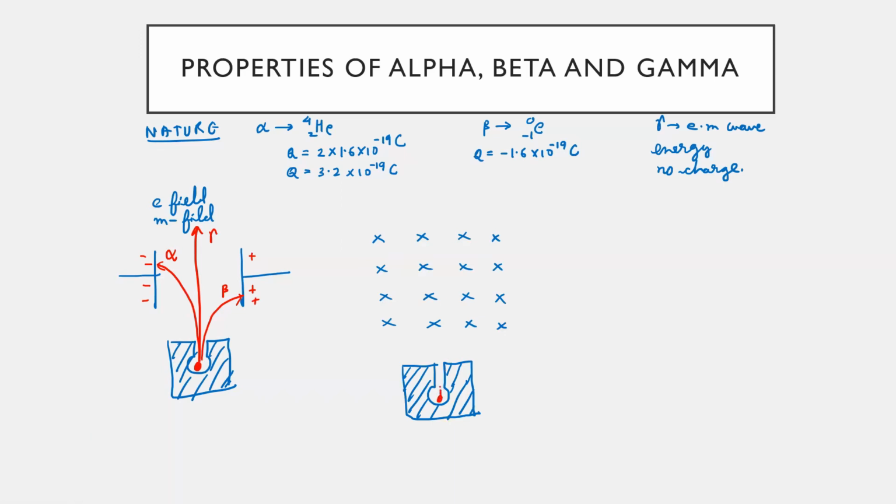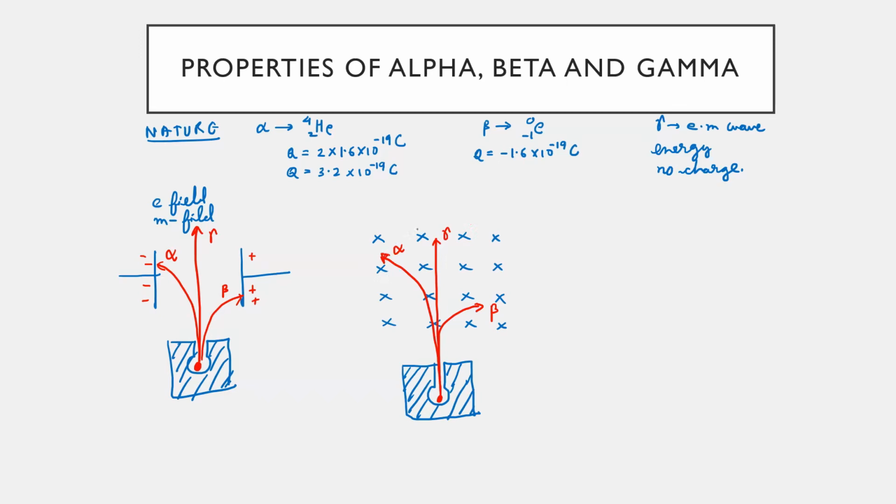Alpha particle will always deflect to the left. So alpha will deflect to the left, beta will deflect to the right, and gamma will deflect straight. So you need to remember the direction of deflection for alpha, beta, and gamma.